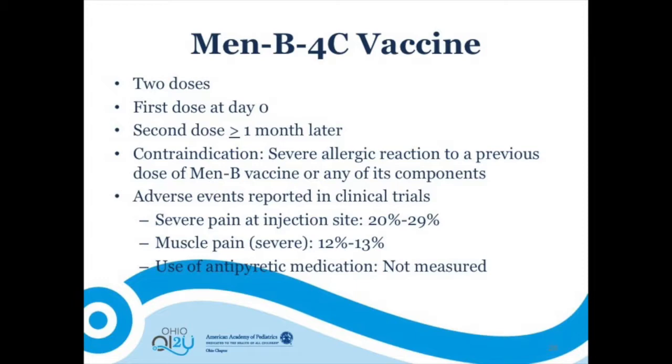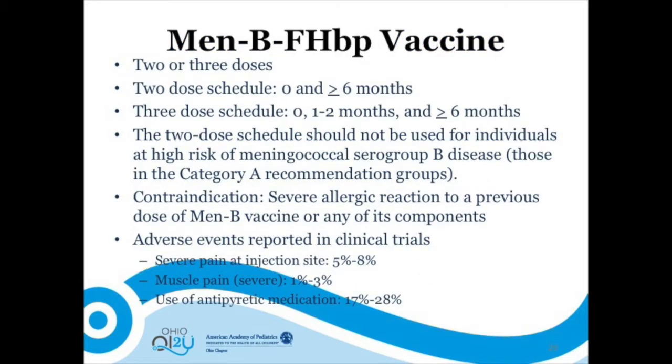Regarding the Men-B-FHbp vaccine, it may be given as either a 2 or 3 dose schedule. The 2-dose schedule is 0 and greater than or equal to 6 months later. The 3-dose schedule is the first dose at day 0, second dose 1 to 2 months later, and the third dose 6 months or more later. The 2-dose schedule should not be used for individuals at high risk of meningococcal serogroup B disease, for example, those in the Category A recommendation groups.